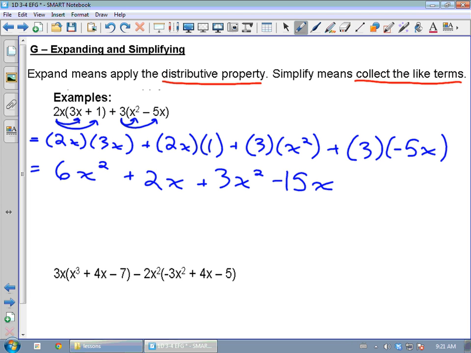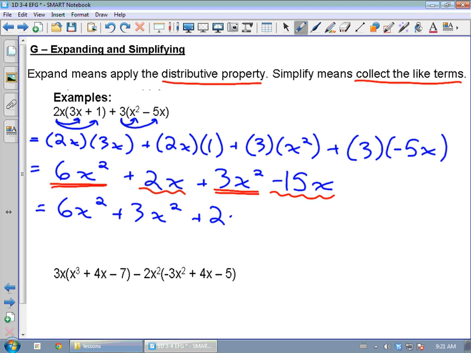Now we're going to simplify by collecting our like terms. So remember, like terms have the same base with the same exponent. So let's see, like terms: we have 6x squared and 3x squared, both have x squared, and we have 2x and negative 15x. As we were doing before, we'll rearrange these so that our like terms are together. Remember, keep those signs with the terms that they're in front of. So 6x squared plus 3x squared plus 2x minus 15x. And then we just need to add them up.